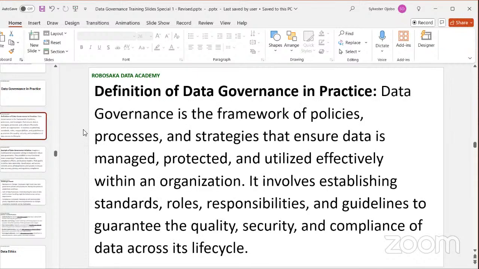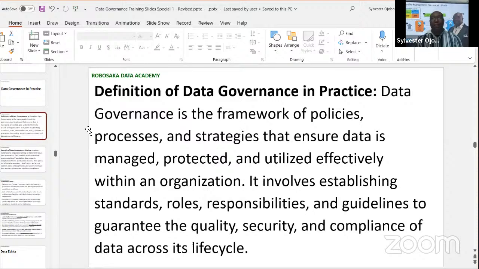So, the definition of data governance in practice simply is a framework of policies, processes, and strategies that ensure data is managed, protected, and utilized effectively. Within an organization, this involves establishing standards, rules, responsibilities, and guidelines to guarantee the quality, security, and compliance of data across its life cycle. So now let's go through the key words and the understanding we can glean from the definition.